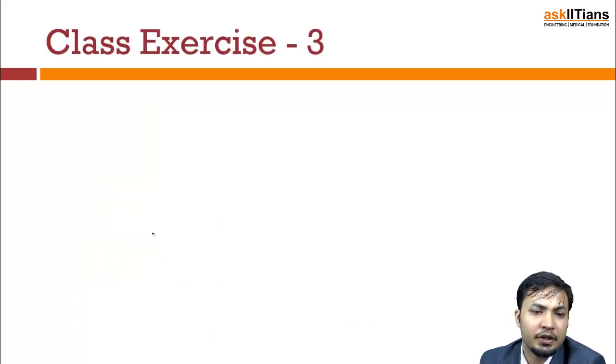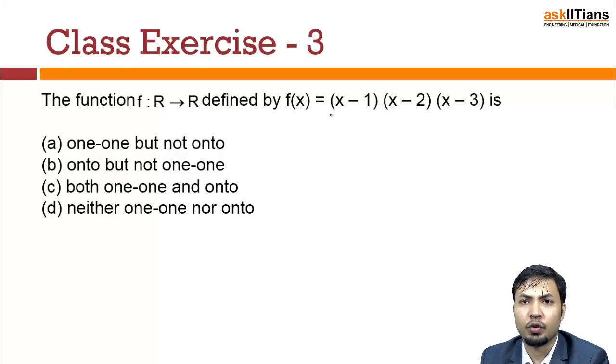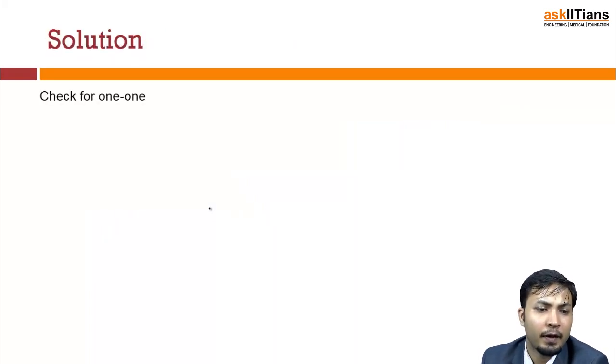Now, the next question says that the function from R to R defined by f(x) = (x - 1)(x - 2)(x - 3) is one-one but not onto, onto but not one-one, both one-one and onto, or neither one-one nor onto. Similar to the previous question, over here also we'll do the step-by-step analysis. So let's start off, first of all, we'll check for one-one.